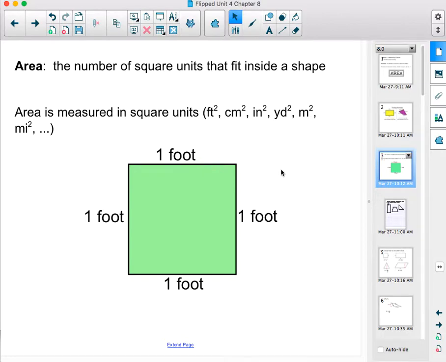And just to give you a visual, a square foot would be a square that measures 1 foot on all 4 sides. A good example of this is our classroom floor. Every tile is a square measuring 1 foot by 1 foot. If we wanted to, we could ask a student to count up all those floor tiles and tell us the area of the floor.